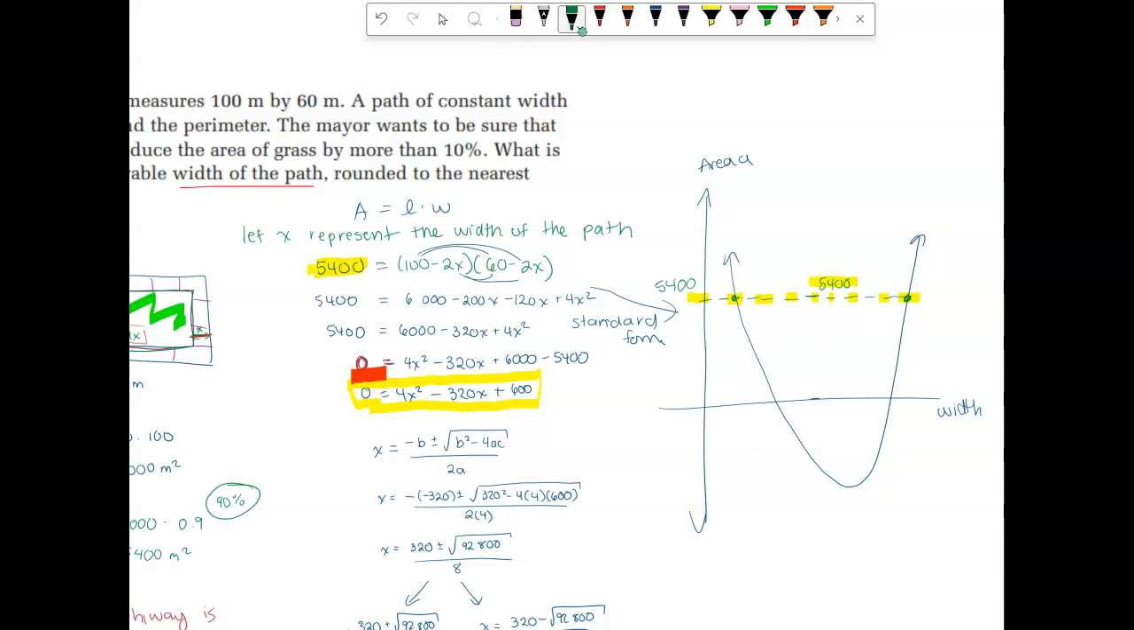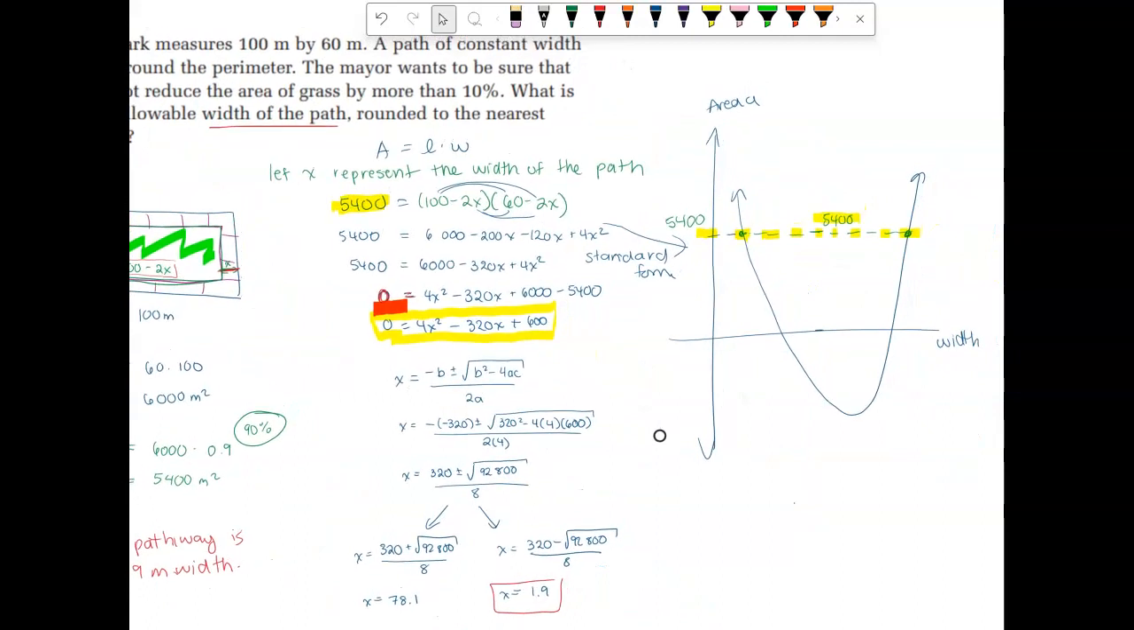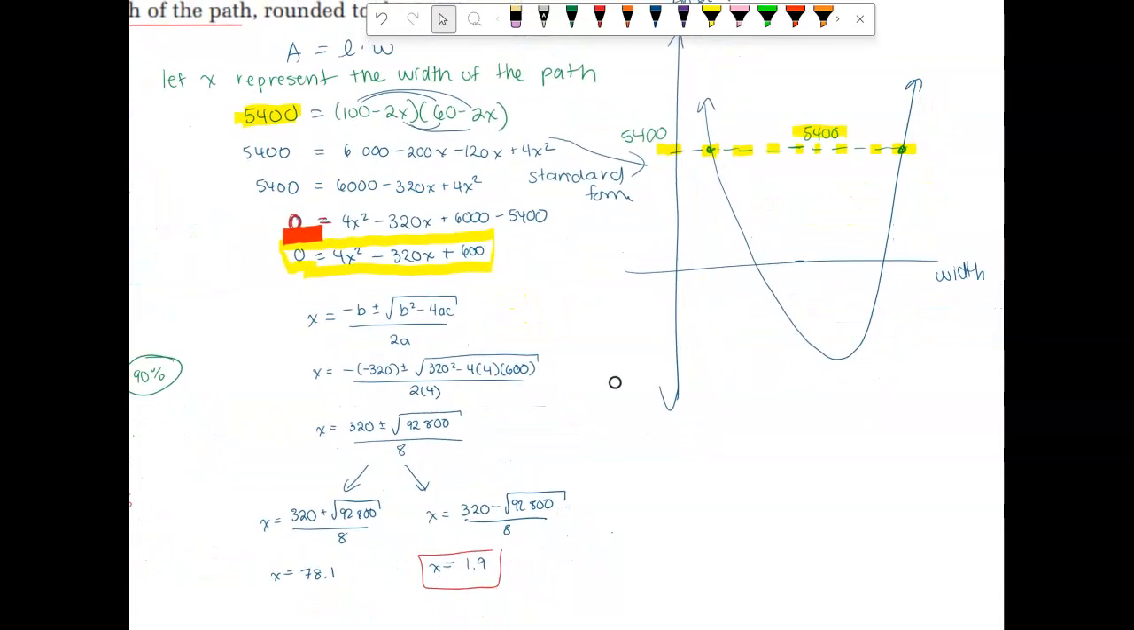So that's really what I'm solving for: the x-intercept at 5,400, if that makes sense. Not the vertex like you would normally have thought, because we said maximum. So to do that, I'm going to use the quadratic formula. Yes, you could try to factor, but it turns out it's not factorable.